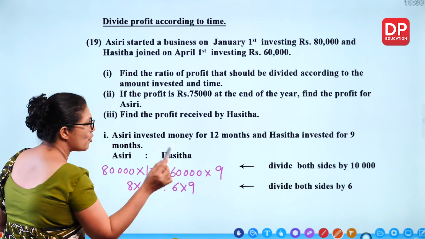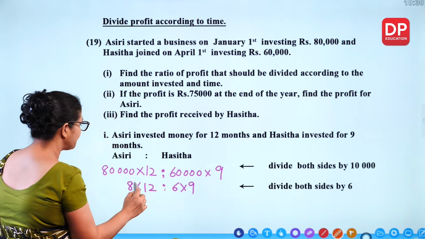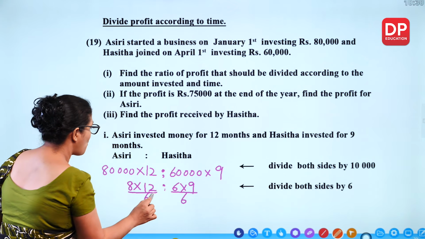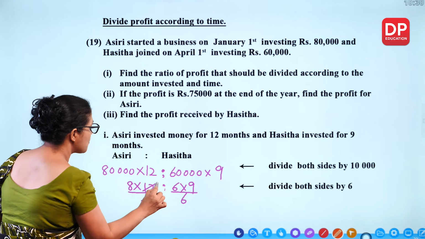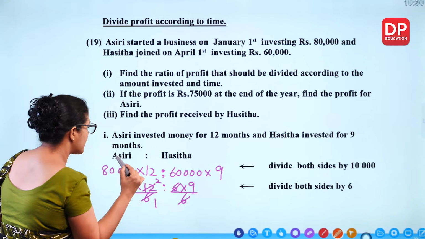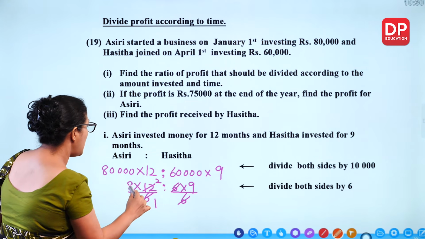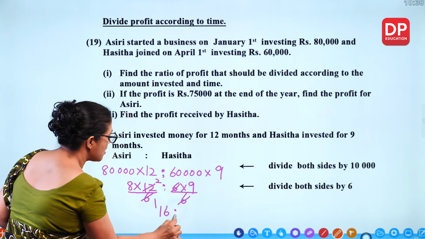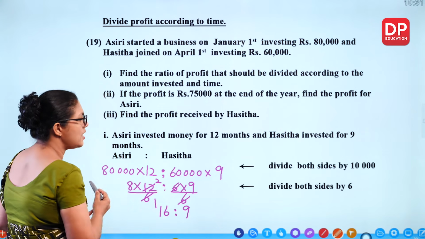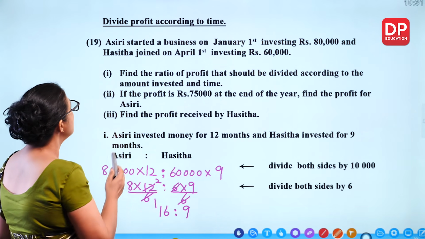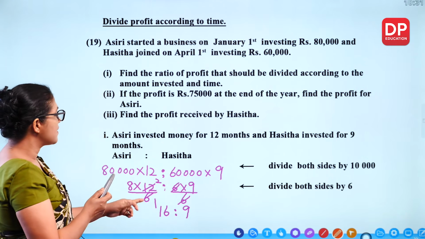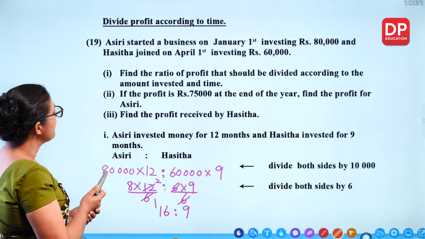Then divide both sides by 6. 6 times 1, 6 times 2. This 6 gets cancelled out. So what's the value? 8 times 2, 16, and here 9. 16 to 9. So the ratio of profit that should be divided is 16 to 9.